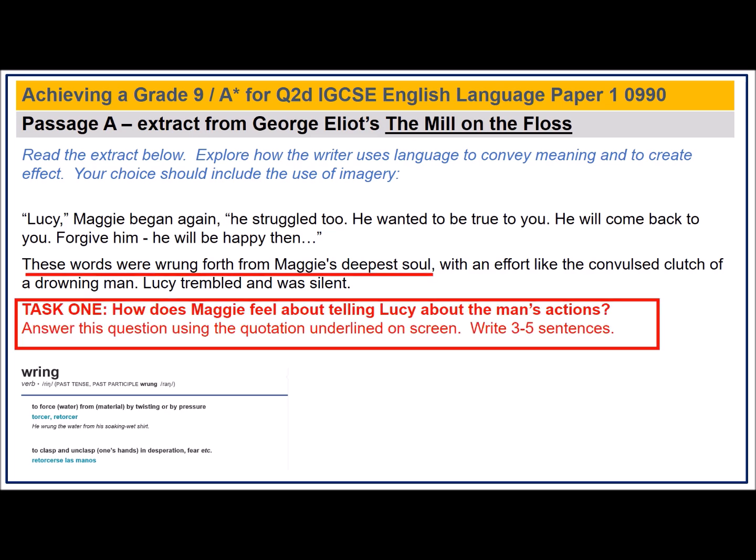First written task now. How does Maggie feel about telling Lucy about the man's actions? Use the quotation underlined in red to write 3 to 5 sentences answering this question, which would of course potentially form part of a much longer 2D response. In this video, I will regularly ask you to complete some written tasks after pausing the video. The video will then automatically resume 5 seconds later. So off you go. Answer the question on screen and press pause now.